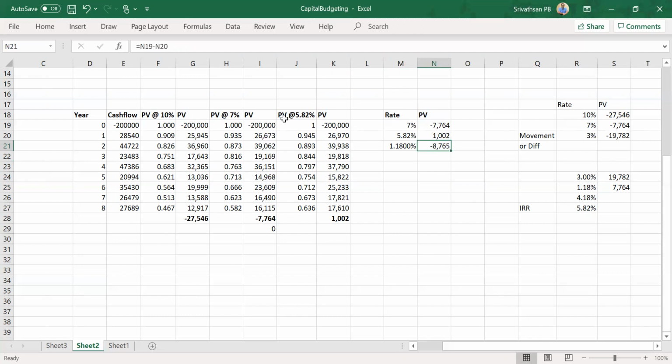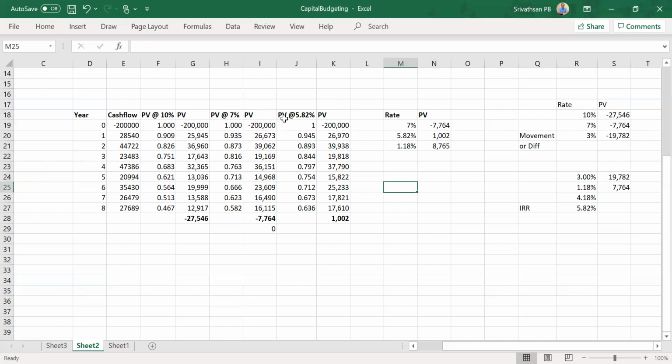So 8,765 is the total movement. Ignore the sign. Instead I can do plus, so 7,764 plus 1,002 is 8,765. All you're doing is just measuring the total movement. The movement in rate was 1.18 and the movement in present value was 8,765. So let's start with one of these numbers.